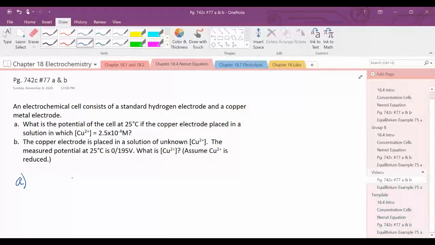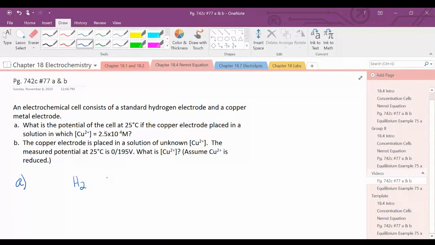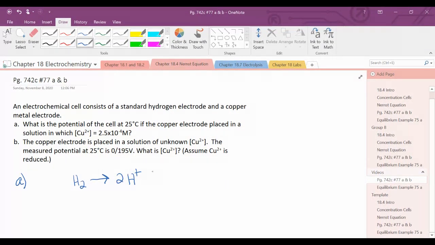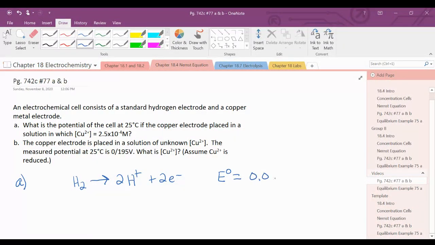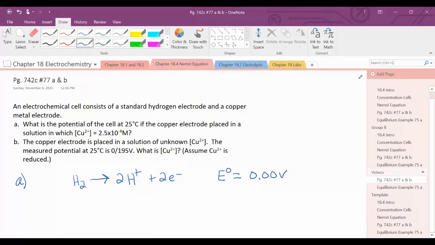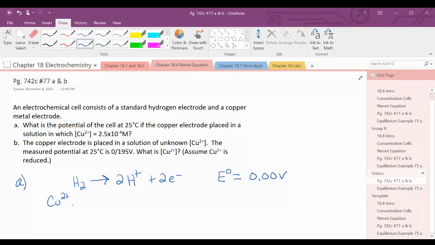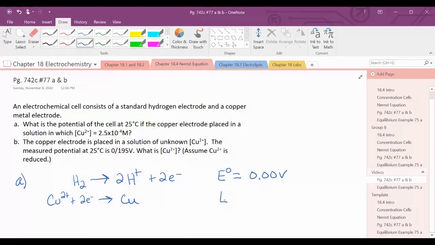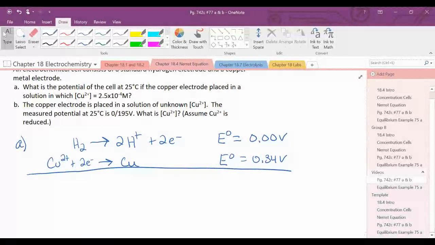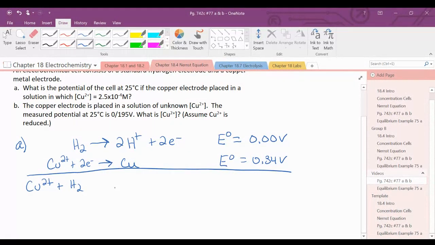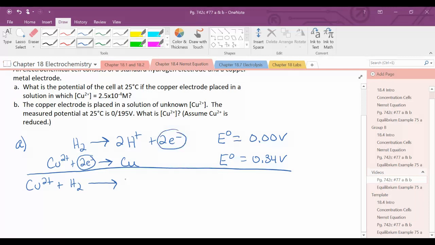We're going to write our half reactions. The cell potential for hydrogen, which is the hydrogen electrode at standard conditions, is 0 volts. And then for the copper, these are from your standard reduction potential table. And so our balanced equation, you can see we have 2 electrons on both sides, so those will cancel.